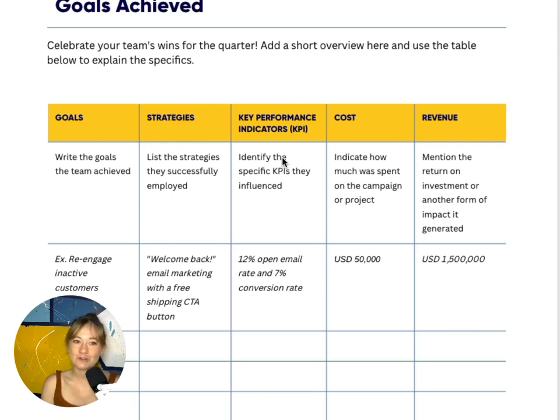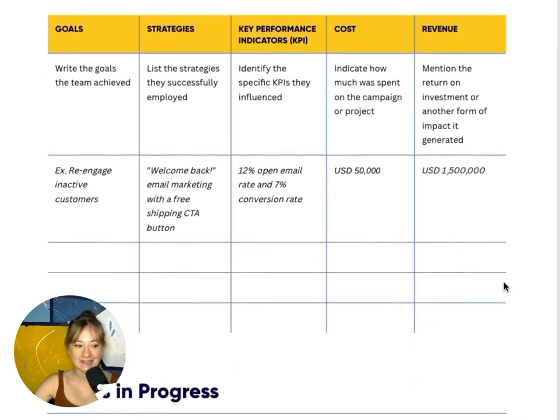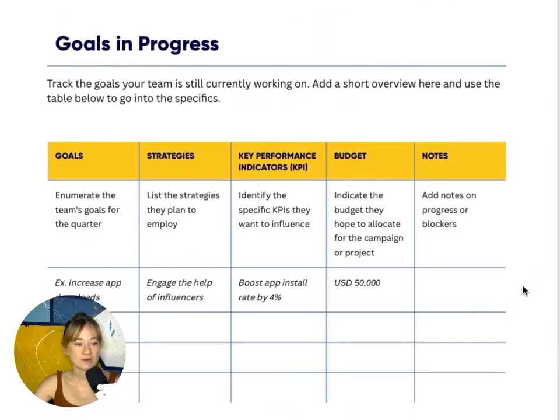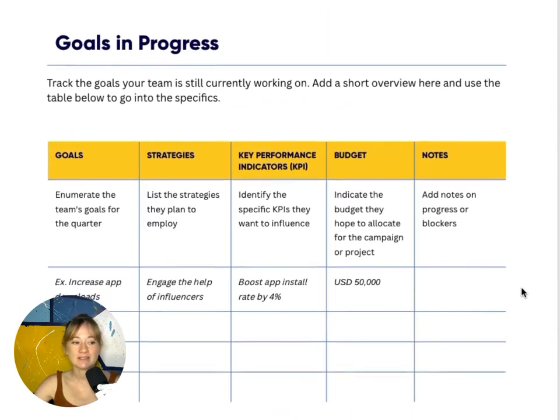There's always room for experimentation each quarter. Just keep it minimal. Experiment with one thing. But this will give you an idea of how much room you have or how big of an experiment you can conduct. So you want to keep track of all of that here so you know exactly what makes sense. Goals in progress, we're going to be doing the same thing.